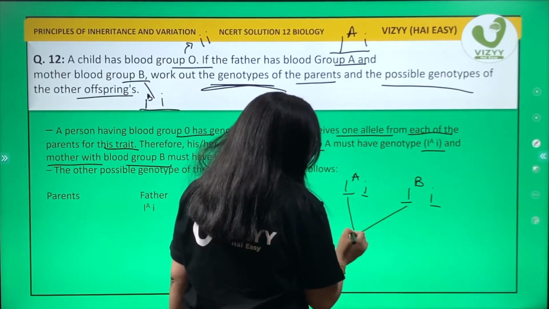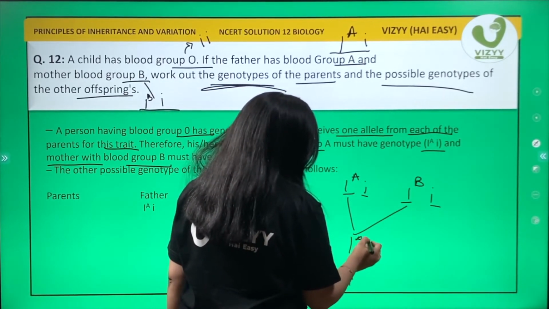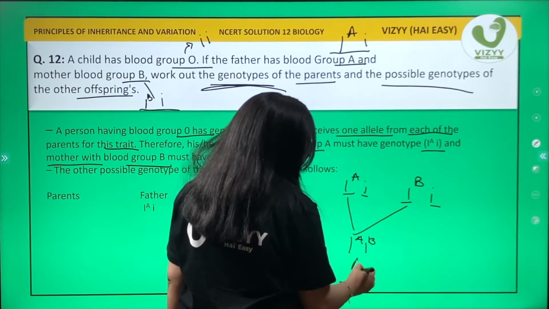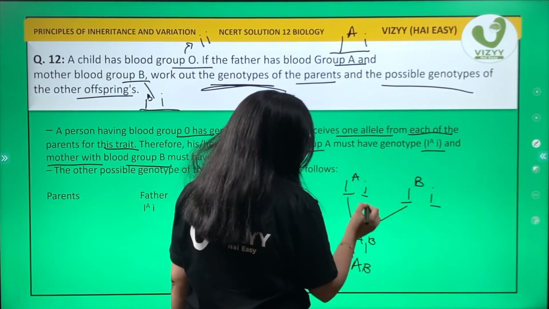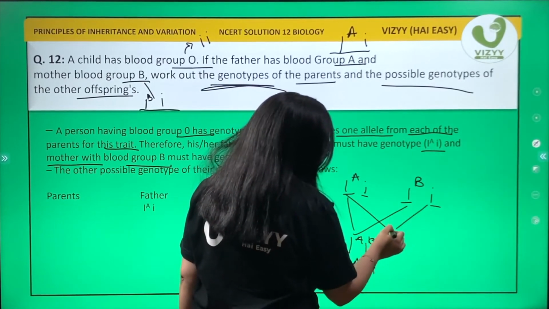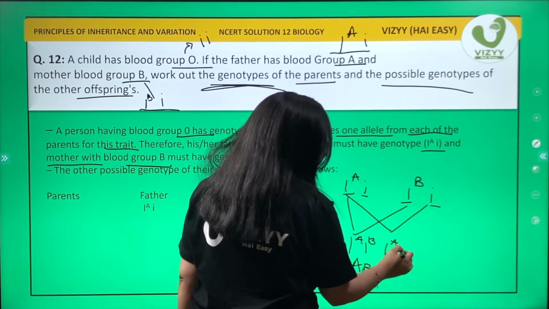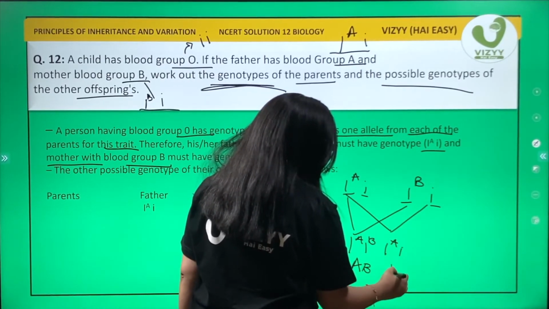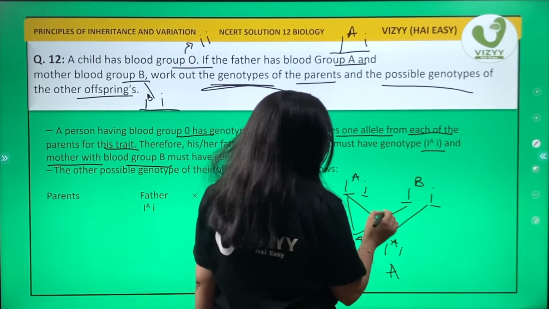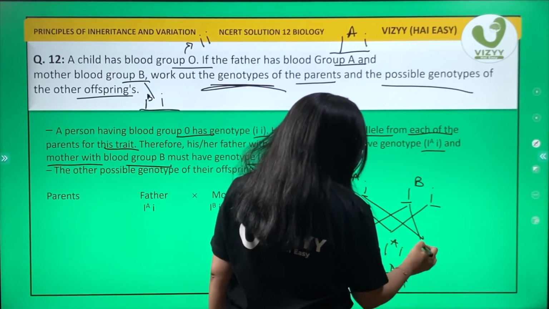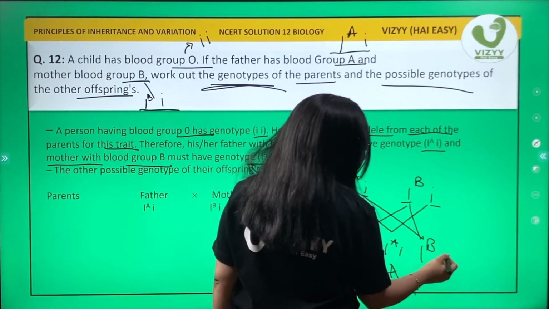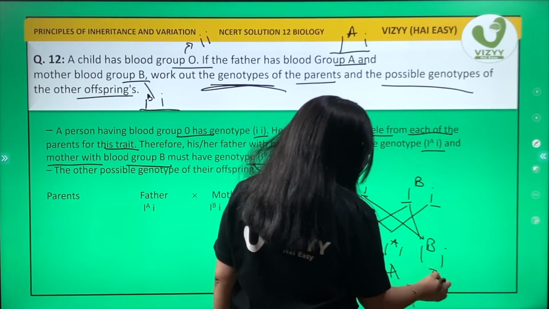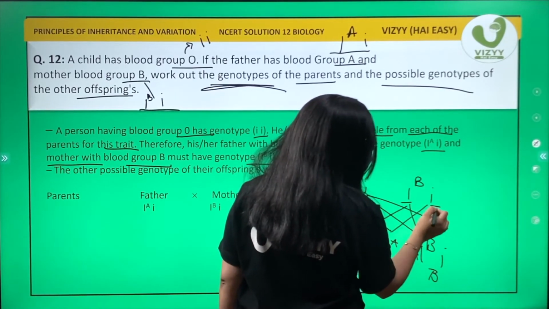So I^A I^B, AB blood group, one possibility. I^A i, A blood group, possibility number 2. I^B i, possibility number 3, B blood group. And ii.